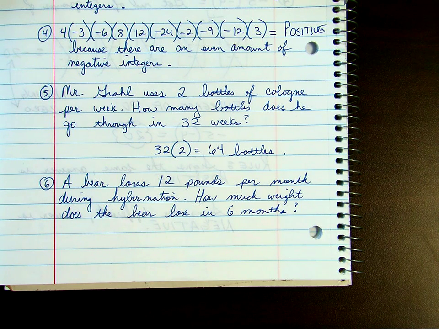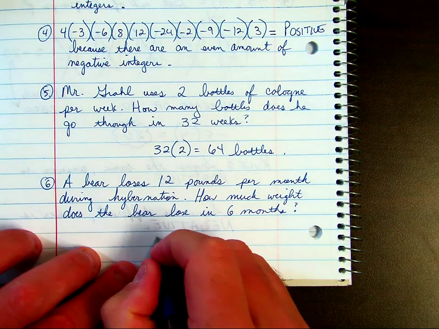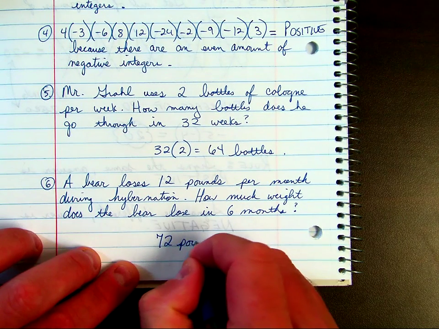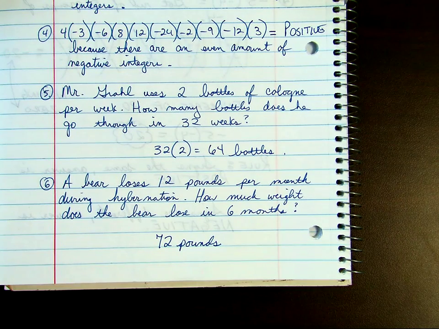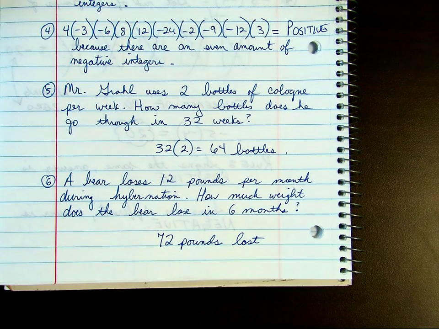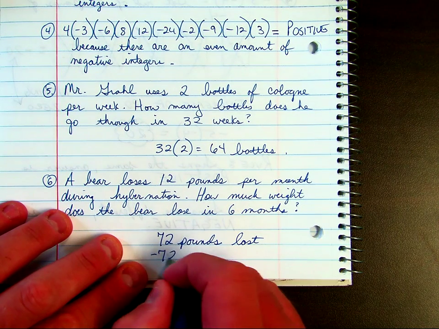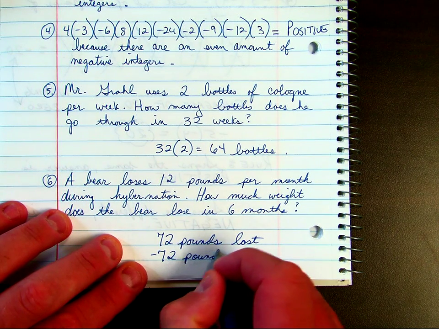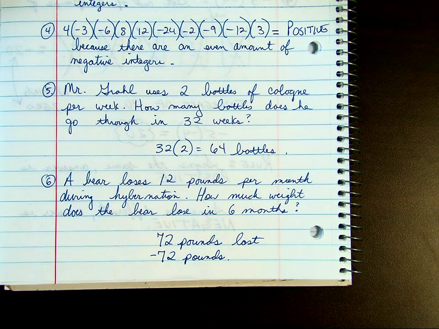Maddie. So am I just going to write this as my integer? There's two ways to write this. I'm either going to write 72 pounds lost, or I'm going to write negative 72 pounds. If you lose something, it's a negative.